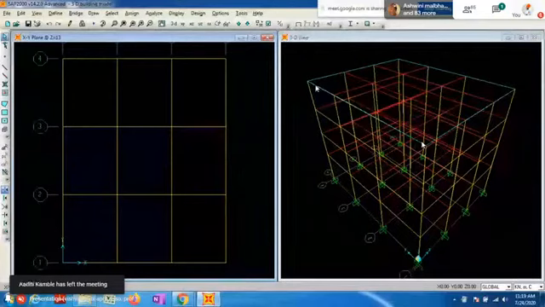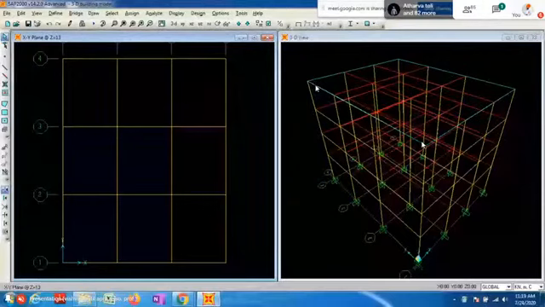Then also the floor finish loads have been applied on the intermediate floors. And on the top floor I have applied a waterproofing load. So all these loads, whatever loads we have applied, we can see.